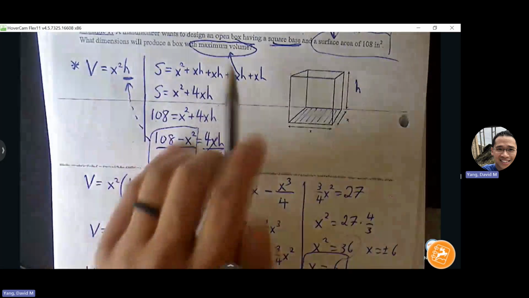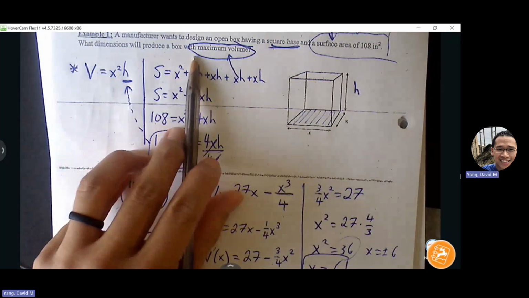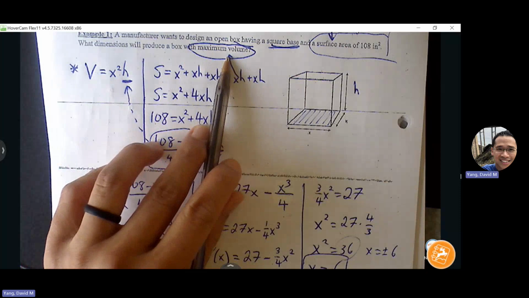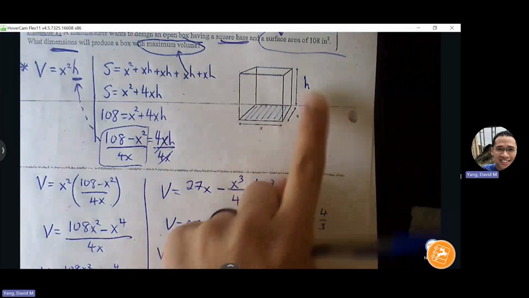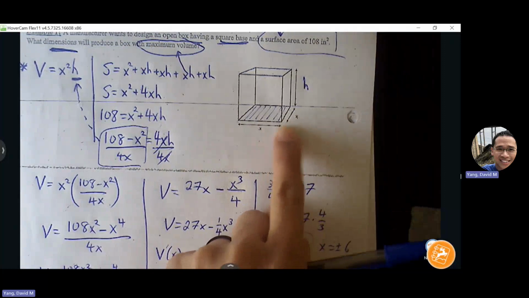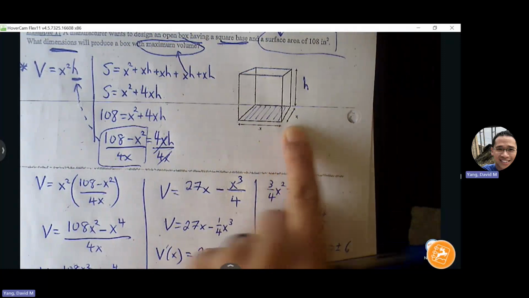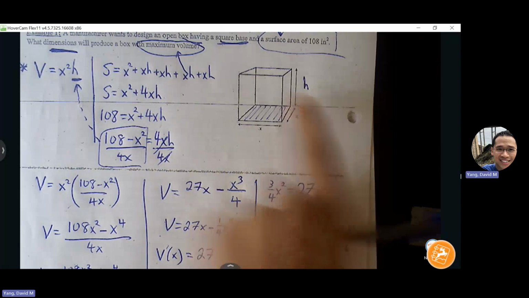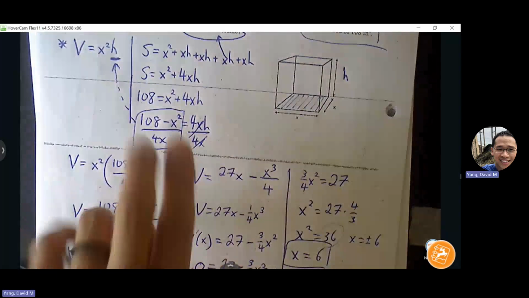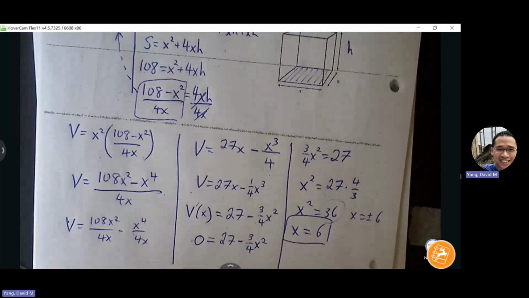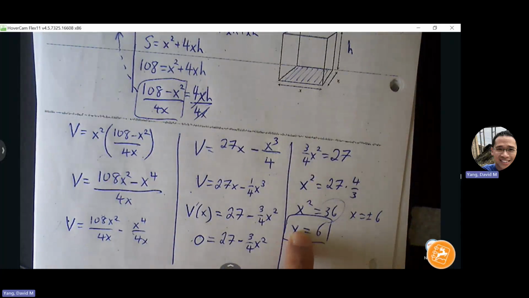Okay. So here this says, what dimensions will produce a box of maximum volume? It's not asking for the maximum volume, it's asking for the dimensions. So dimensions is just the length, width, and height. Well, I know my length and width, which is 6 inches. How can I find the height of this box? Yeah, let's plug it into whatever. We have all these different equations. So when you plug in, you're never creating a new equation. You're just relying on one of the equations you've already built, and you're just plugging in.